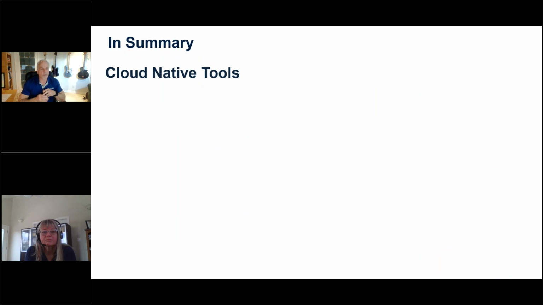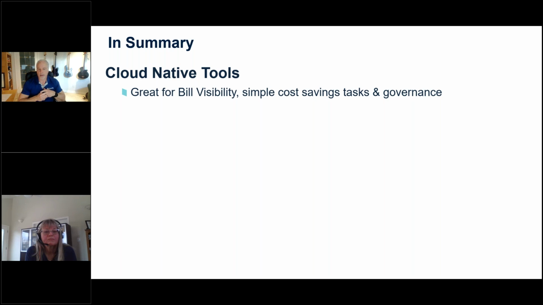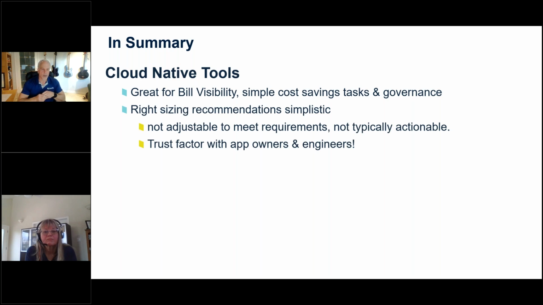So, in summary, cloud-native tools are great for bill visibility, simple cost savings tasks and governance, as we talked about earlier. The right-sizing recommendations for instances, and where the big impact is, are just simplistic. They're not adjustable to meet the requirements, typically not actionable, and you have a low trust factor with the application owners and the engineers. And if you don't have their trust, you're not going to be able to automate it.